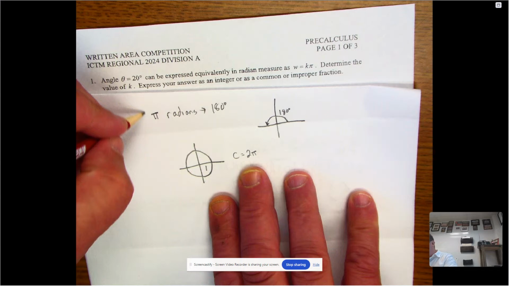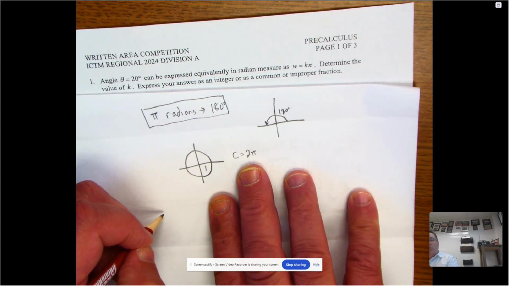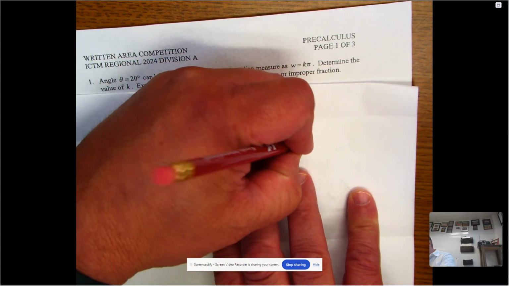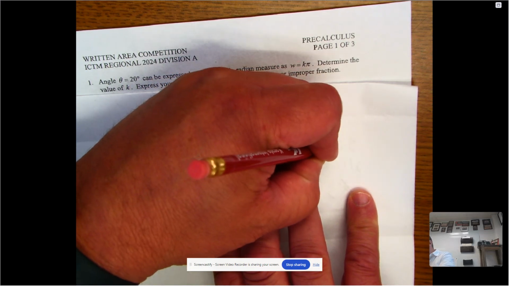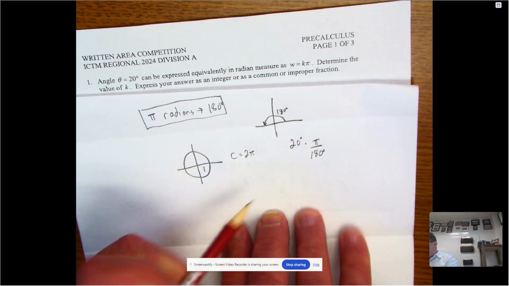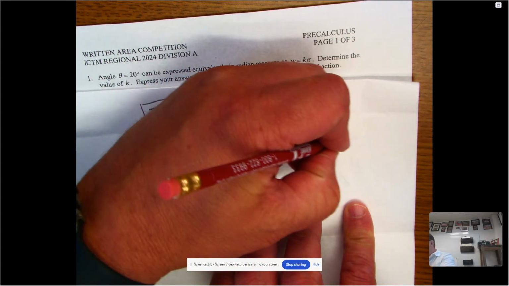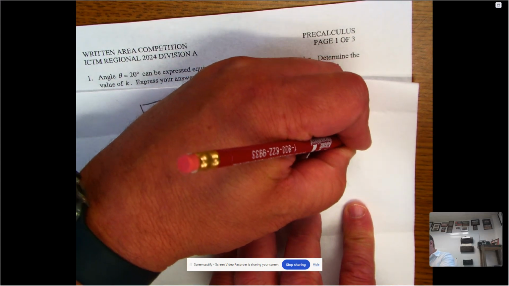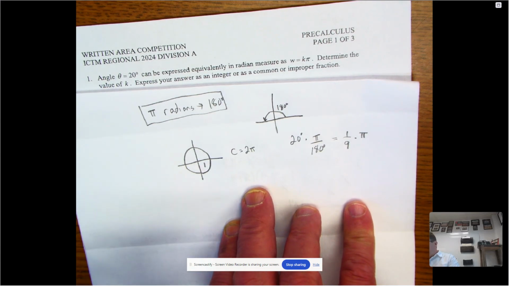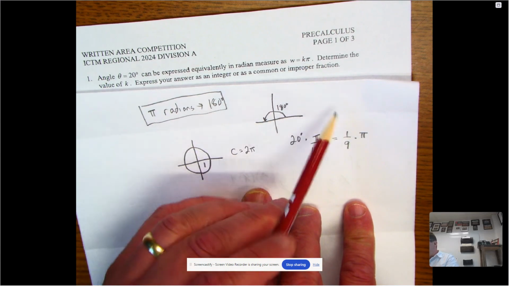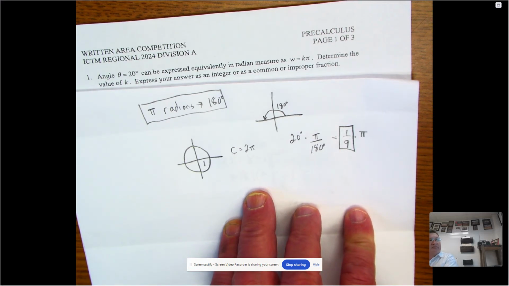And so since pi radians is 180 degrees, we're asked to find what 20 degrees is. And so we could multiply 20 degrees by pi over 180. That's a conversion factor. The top and the bottom are the same. And so we end up here with 1/9 times pi. And the question says determine the value of K, and we want it as K times pi. And so the answer here to give to the math team folks would be 1/9.